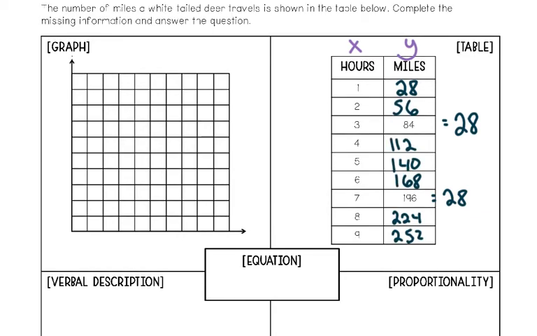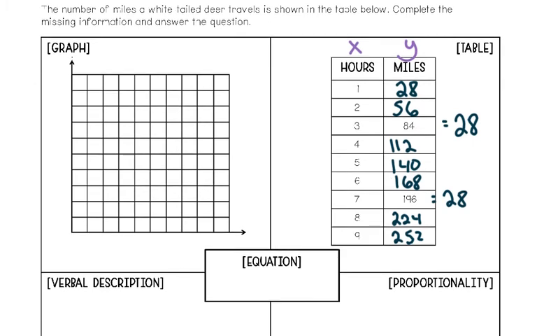This is what the rest of the table looks like. So we use this table to make predictions. For example, I know that if a deer is traveling at a constant rate, then after 9 hours, it can go 252 miles. So that's the benefit of using a table. Let's go ahead and take what we know about this table and transfer it into a graph.